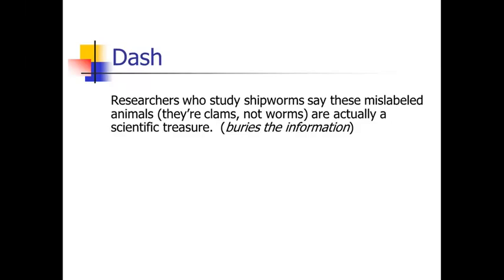Also, if you take the material in parentheses out, and read "researchers who study shipworms say these mislabeled animals are actually a scientific treasure," you are assuming that the reader already knows why they're mislabeled. You're assuming the reader has that piece of information, so they don't need you to put it there. It's extra information. That's an assumption you probably shouldn't make, because most readers don't actually know that fact. So the parentheses aren't great here because they bury the information and they assume too much of the reader.